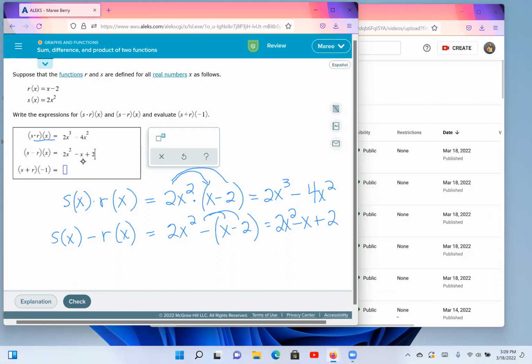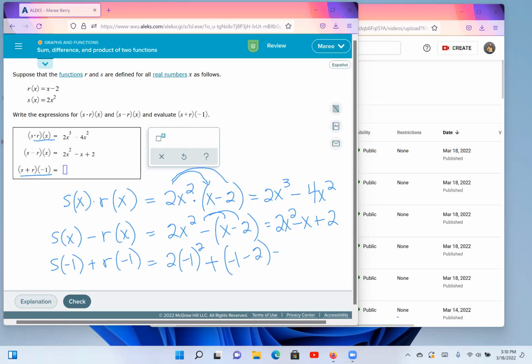When we have a number in our problem, so this is going to be s of -1 plus r of -1. So s of -1 is 2 times -1 squared. And then we're going to add r of -1, which is -1 minus 2.